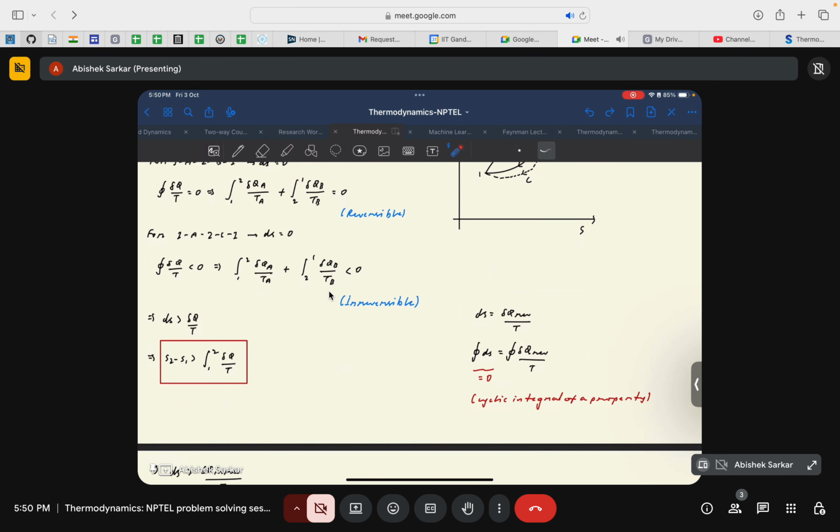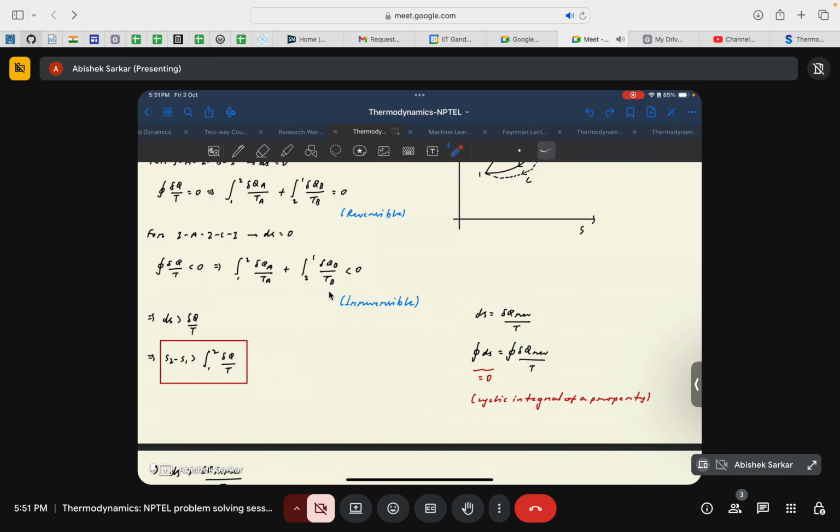I hope then it is clear. So we can say that from these two equations and from this definition, in general the change in entropy is greater than del q by T, and it's only equal to del q by T if the heat transfer is achieved in a reversible manner.